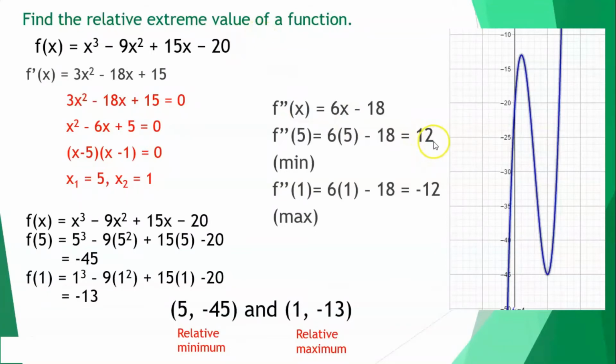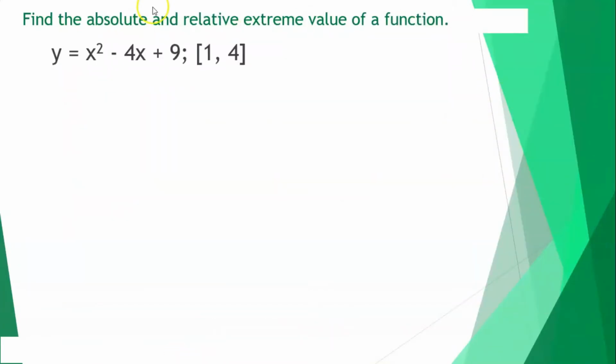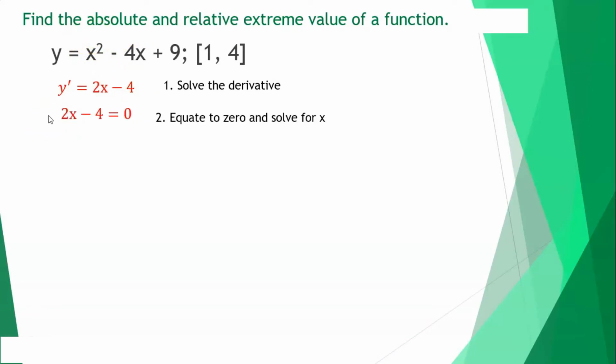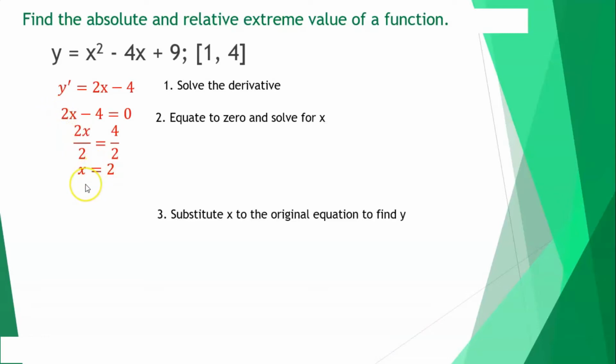Now, let's have another example. At this point, we will find the absolute and the relative extreme values of a function. This is our equation with the endpoints from 1 until 4. Again, the first thing we do is solve for the derivative. The derivative of this is 2x minus 4. Equate this to 0 and solve for x. So our x is 2. Next, substitute x into the original equation to find y. That would be y equals 2 squared minus 4 times 2 plus 9. So we will end up with 5.